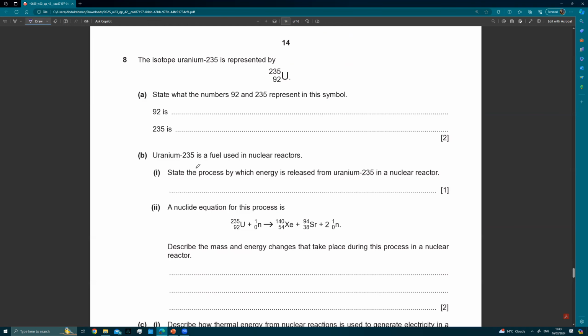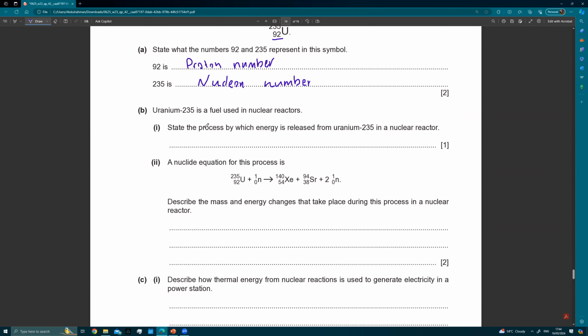Okay, question 8. The isotope uranium-235 is represented by the following. State what the numbers 92 and 235 represent. Well, 92 is just the proton number, right? And then 235 is the nucleon number. Nucleon number is how many protons and neutrons you have, right? All protons and neutrons are referred to as nucleons because they're part of the nucleus.